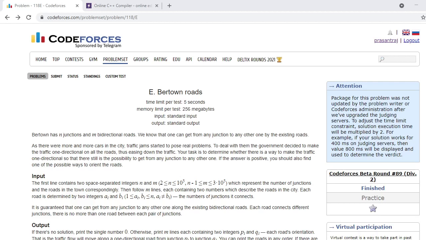Today we are going to solve one interesting problem named Bertown roads. This is a question of type DFS and finding bridge problem. So it is related to the concept of finding the bridges in the graph. First we have to learn how to find bridges in the graph. After that only we will be able to solve this problem.